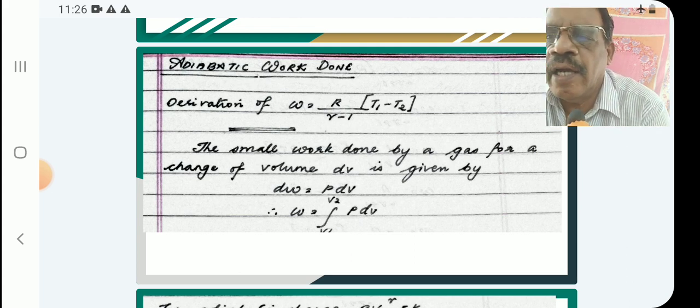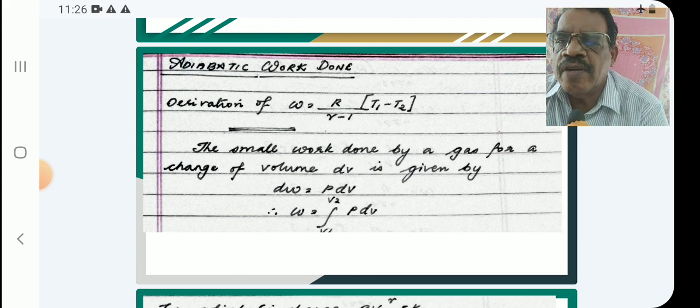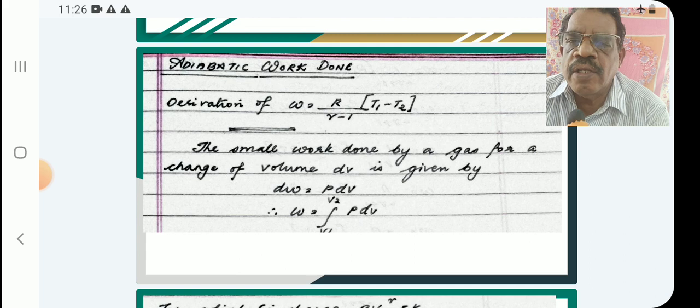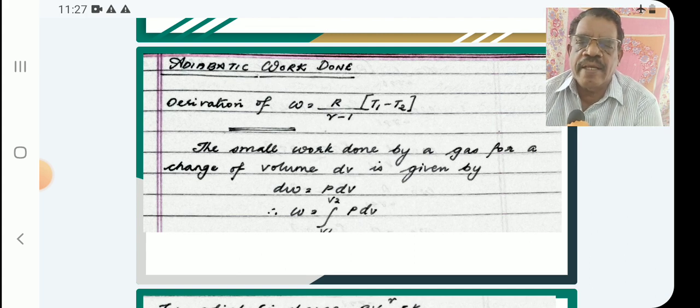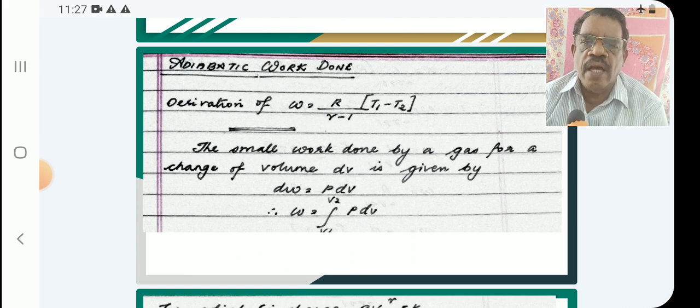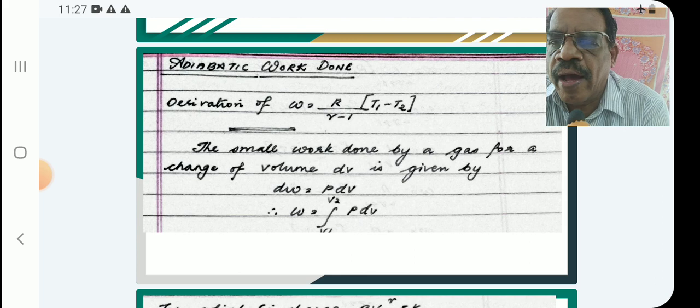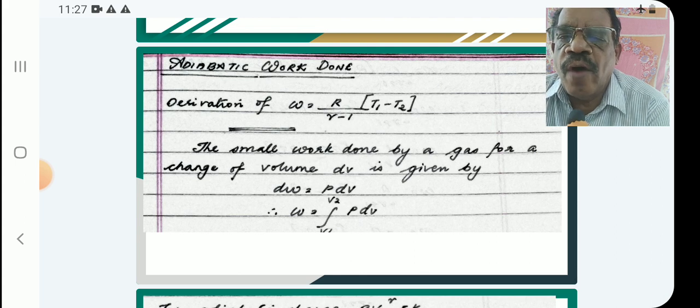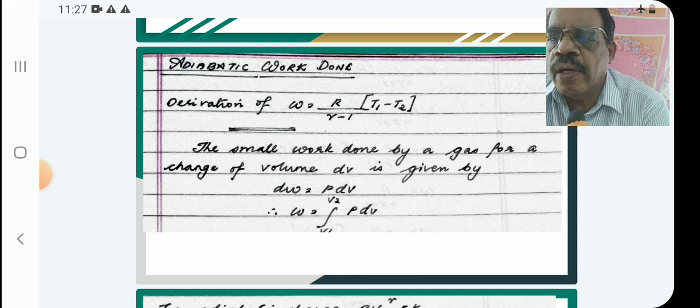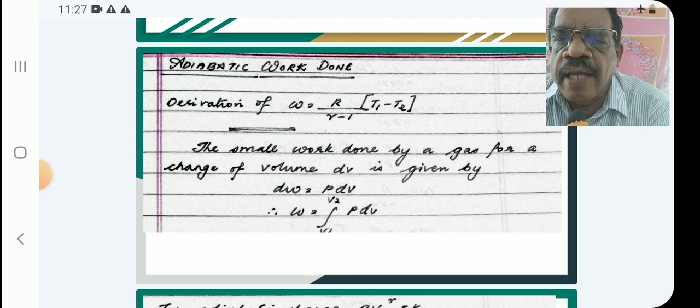So you see adiabatic work done, the expression for 1 mole is W is R by gamma minus 1 into T1 minus T2. R is a universal gas constant. Gamma is Cp by Cv. T1 and T2 are the absolute temperatures of the gas before and after expansion or compression. The small work done by a gas for a change of volume dV is given by.